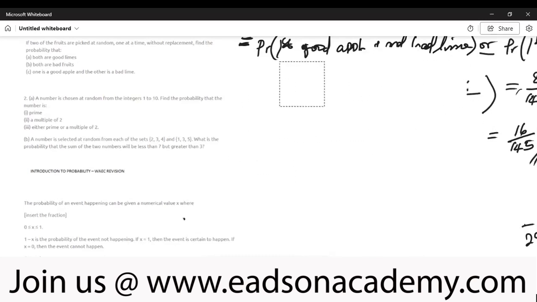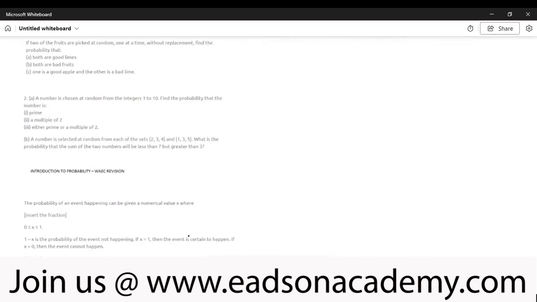What is the probability that the sum of the two numbers will be less than 7 but greater than 3? Yeah, let's make some room on the board. The first one says a number is chosen at random from the integers 1 to 10. Integers are whole numbers. So the sample space is 1, 2, 3, 4, 5, 6, 7, 8, 9, and 10. Now the question says, find the probability that the number is prime.